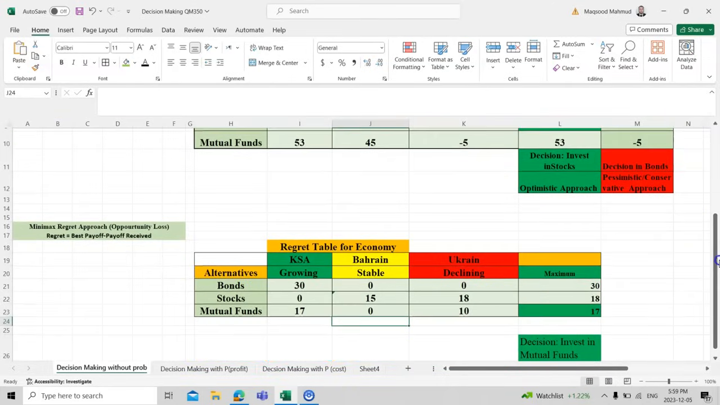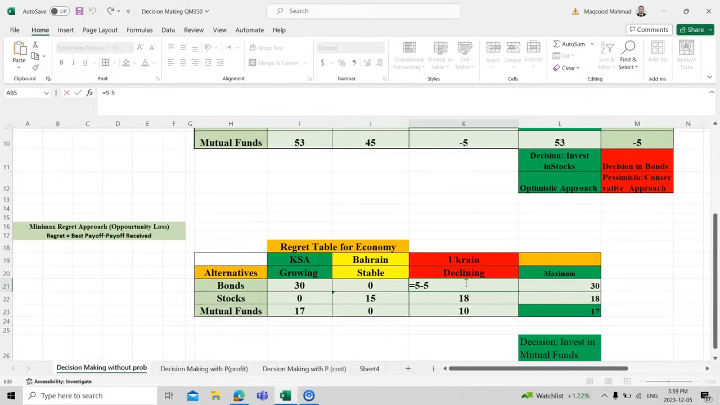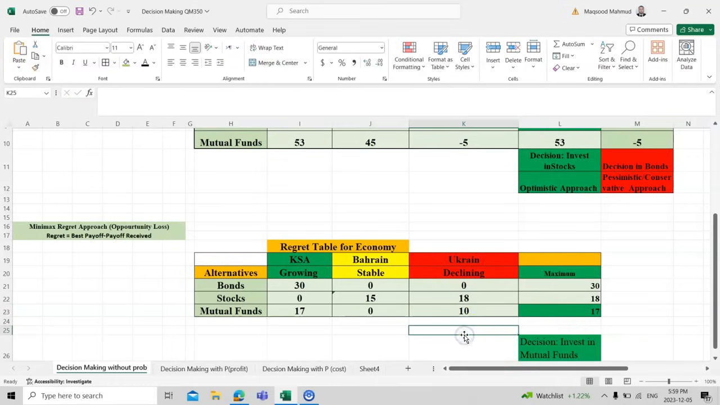So we choose this one, and in the regret table we do 5 minus 5, and then 5 minus 13, because minus minus becomes plus, so that becomes 18. And then we have 5 minus minus 5, so the maximum minus 5, and then we got 10. So now this table is a regret table.